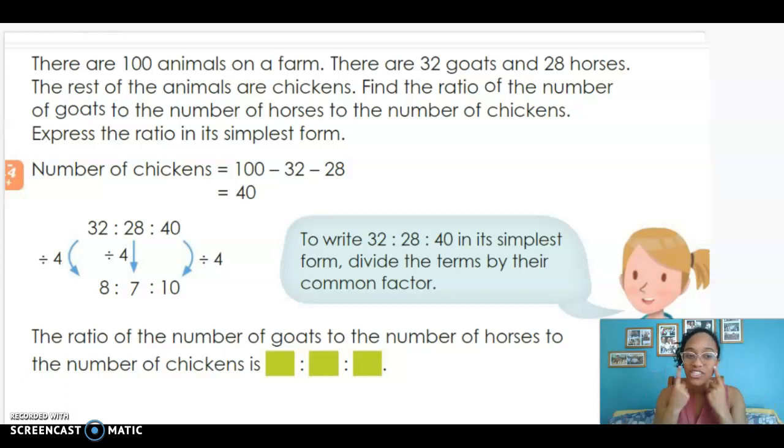Now that we've simplified, we check to see if there's any more common factors. For example, some of you might have divided these by 2 first, and then you would have had 16, 14, 20, and you should have seen that you could divide by 2 again. So we have to make sure it's in the simplest form before we finish our problem.